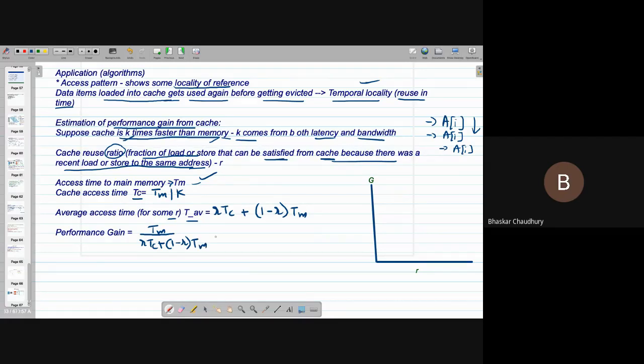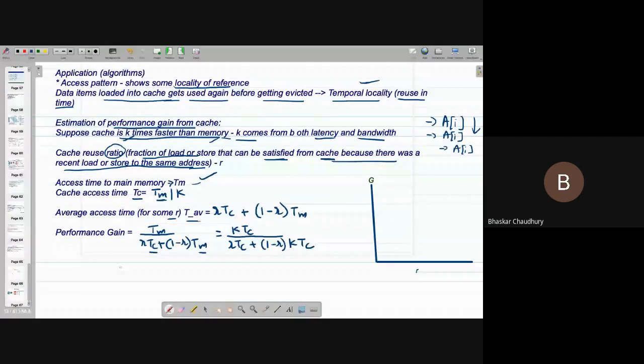Okay. So that's the T average actually. Now let's do one thing, because you cannot cancel, since you have a TC here and a TM here. Let's write everything in terms of TC. So what is TM? We know that TM is basically K into TC. So I'm going to write it K into TC. This is already in TC. So this is R into TC plus 1 minus R into KTC.